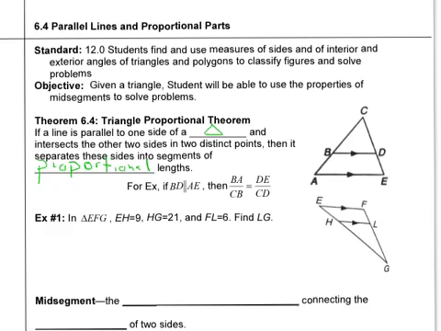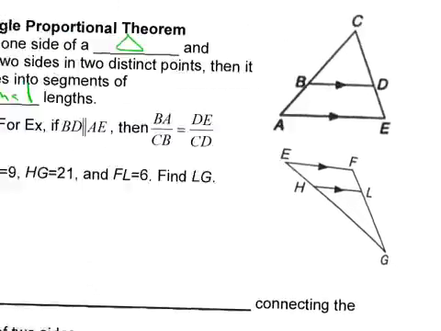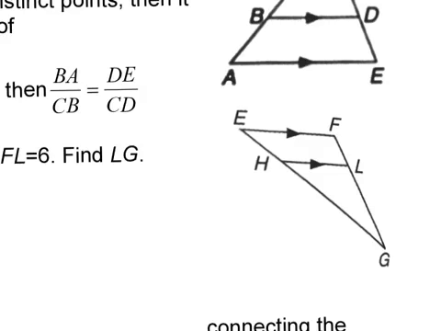So we know that we could take BA, put it over CB, and it would be equal to DE over CD. That's it. So let's do this problem right here. It says in triangle EFG, EH is 9, HG is 21, so I'm just going to fill this in. 9, 21. FL is 6, and we're trying to find LG, so I'm just going to make that my X.